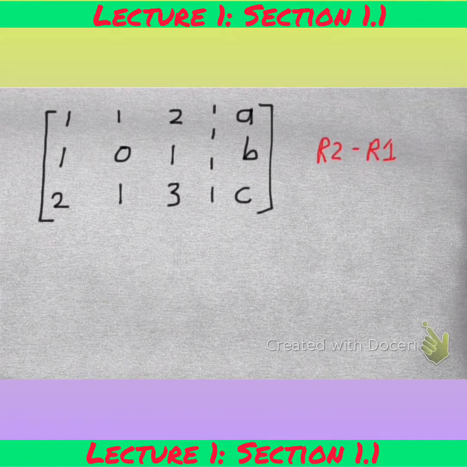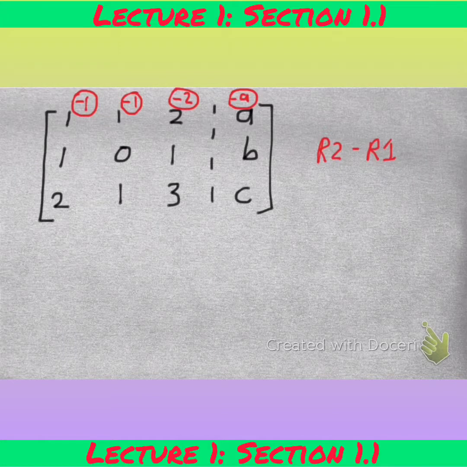So what I'm going to do is change the second row by adding negative the first row to the second row. So remember, you always write the row that you change first in this notation here. Okay, so we're changing the second row. So let's multiply the first row with -1 and add that to the second row. Right, so multiplying the first row through by -1, we get -1, -1, -2, and -a, and let's add that to the second row.